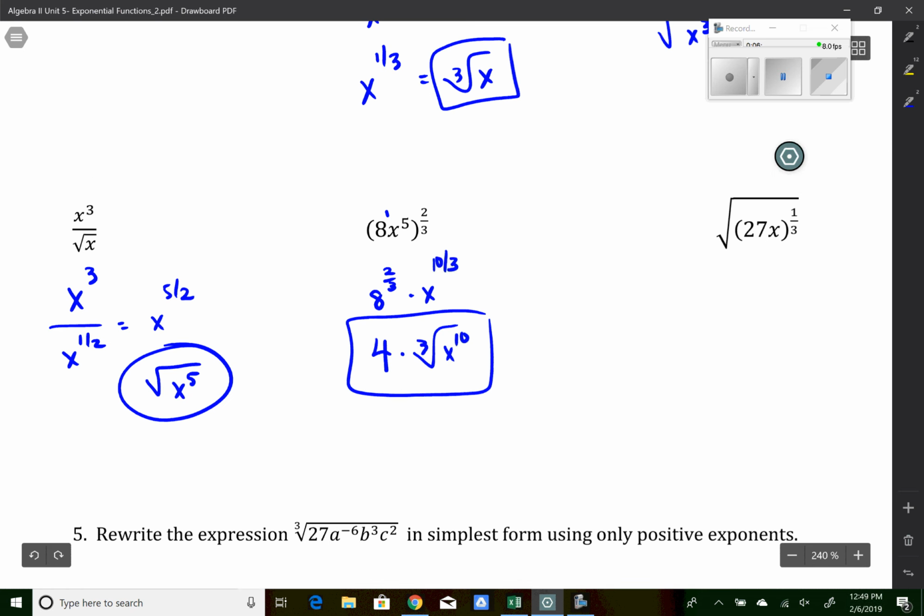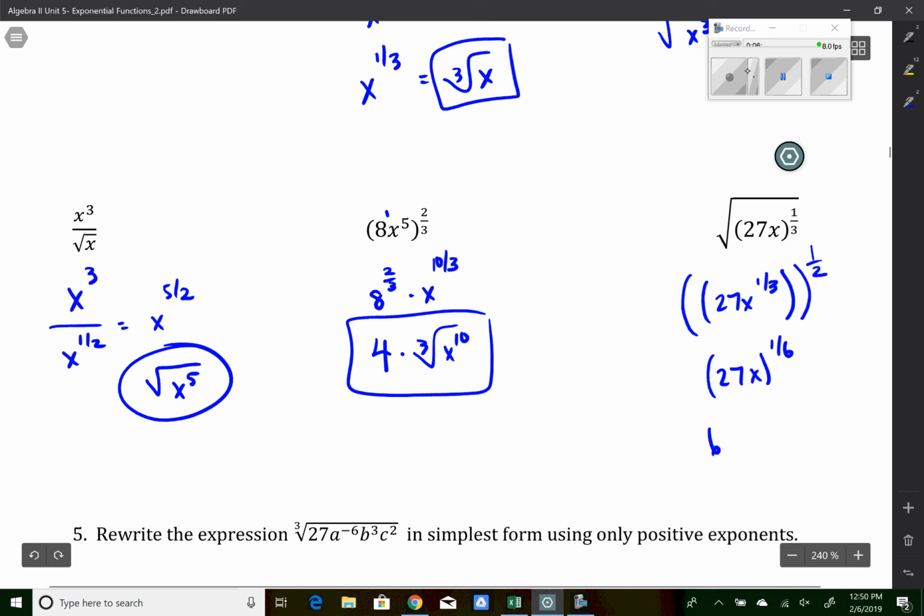The next one, I have a square root again. So I'm going to change this to 27x to 1/3, all to the 1/2. Multiply the 1/3 and 1/2, and I'm going to get 27x to the 1/6. Since the 6th root of 27 is a decimal, I don't need to simplify that. So that just becomes the 6th root of 27x.